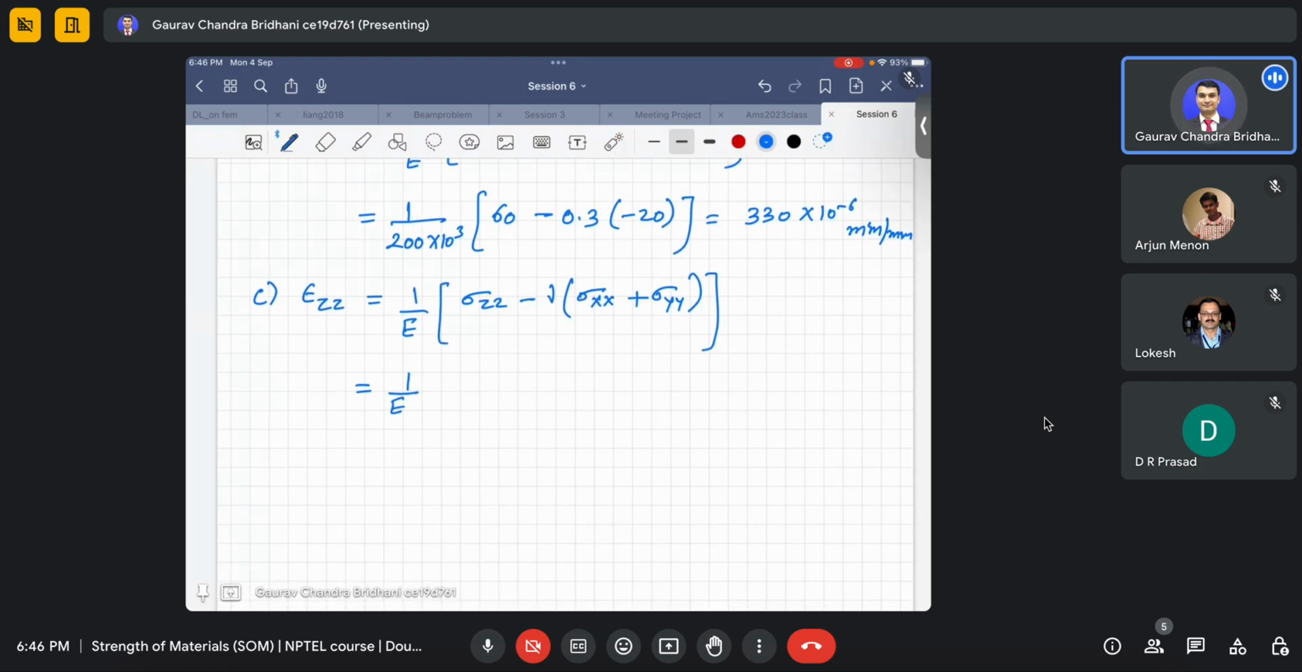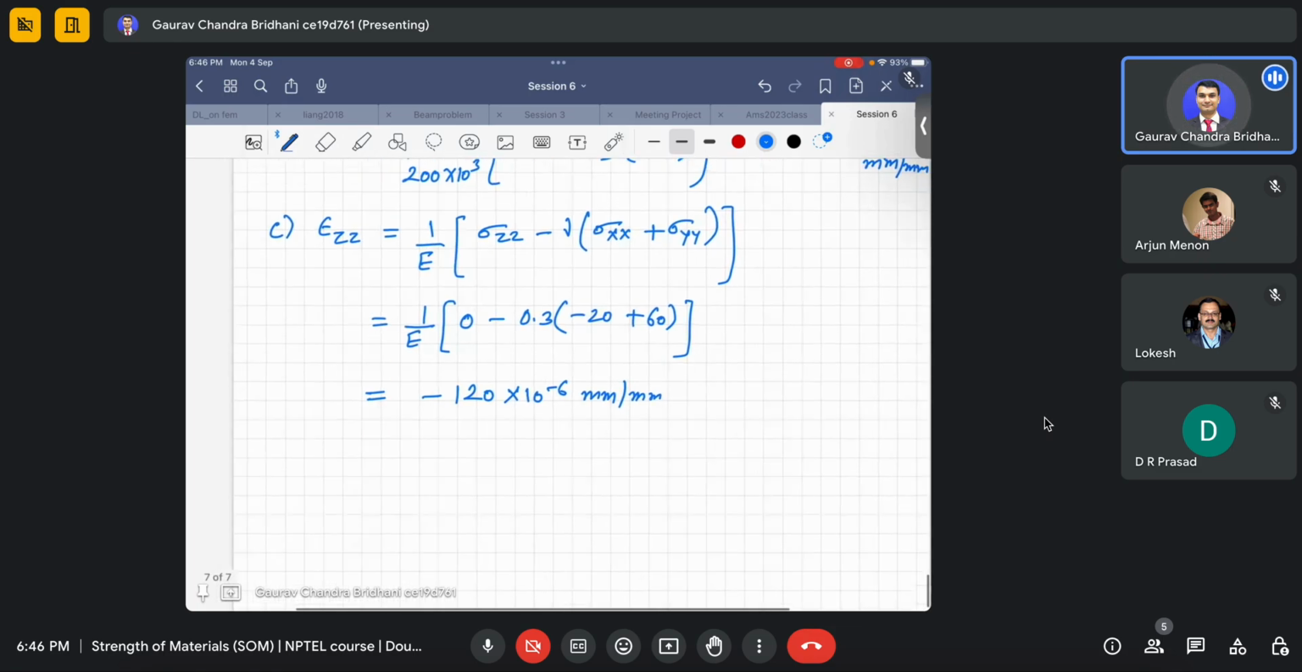Okay, so let's substitute. So 1 upon E. This is 0 minus 0.3. This is minus 20 plus 60. So this will come out to be 40. So I think 120 into 10 to the minus 6 mm per mm. I hope I am correct here. Yeah, correct.